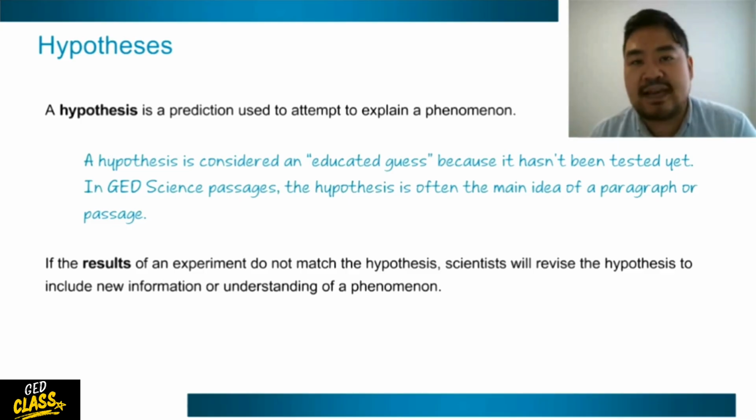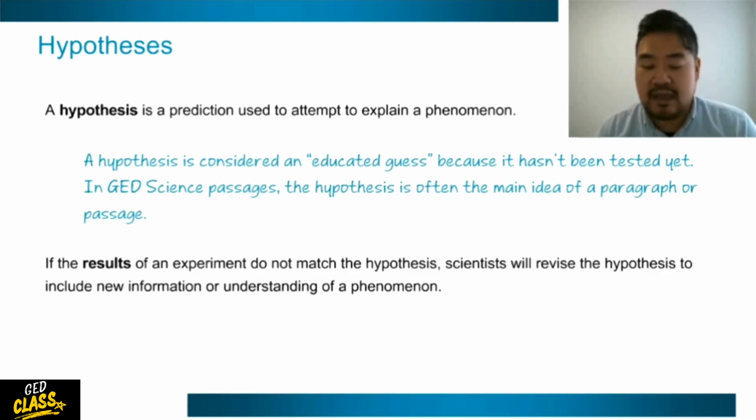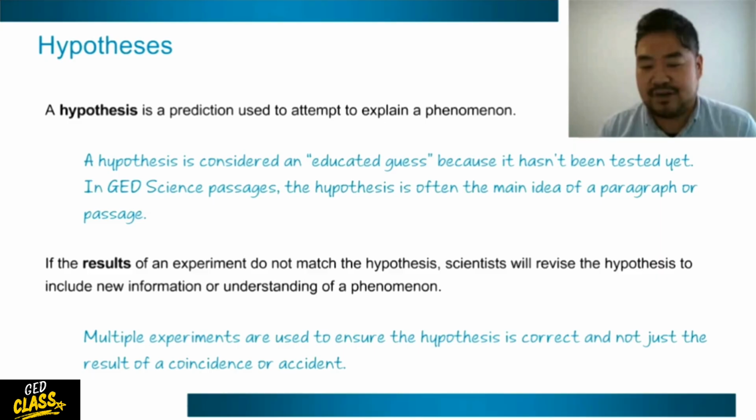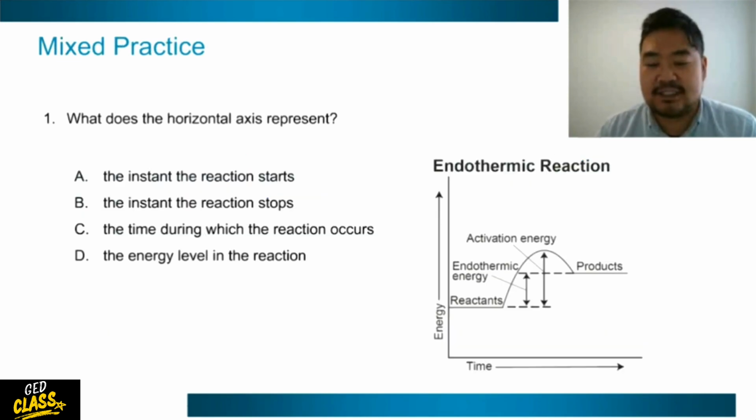If the results of that experiment, after they've done the experiment, they've collected their data, if the results don't match the hypothesis, scientists will revise the hypothesis. They'll come up with a new educated guess to include new information or understand the phenomenon. And as any good scientist will say, they'll run that experiment many, many times because you don't want to just go by the first results, right? You want to make sure that the hypothesis that you came up with is actually true, not just because of some fluke error, but rather because you want to ensure that the hypothesis is correct.